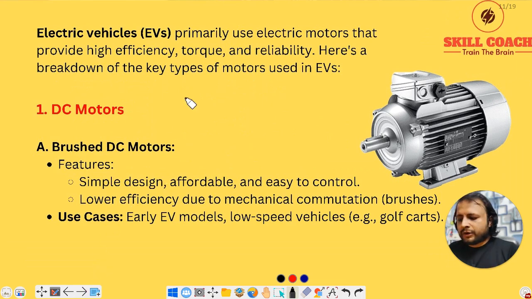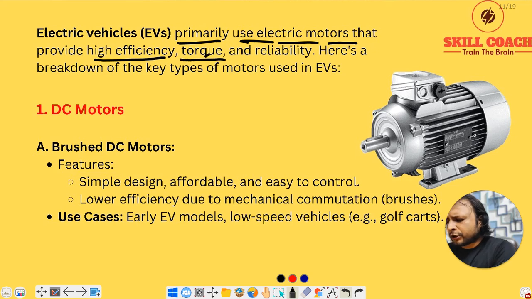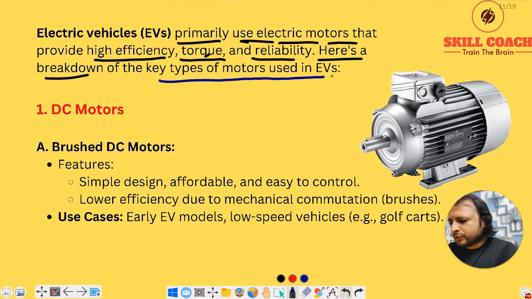And now let us understand, electric vehicles primarily use electric motors that provide high efficiency, torque and reliability. Here is the breakdown of the key types of motors used in them. Okay, so the first one is what? DC motor. So we are using the brush DC motor sometimes, and sometimes we are using the brushless. Let us understand which vehicles are using DC.